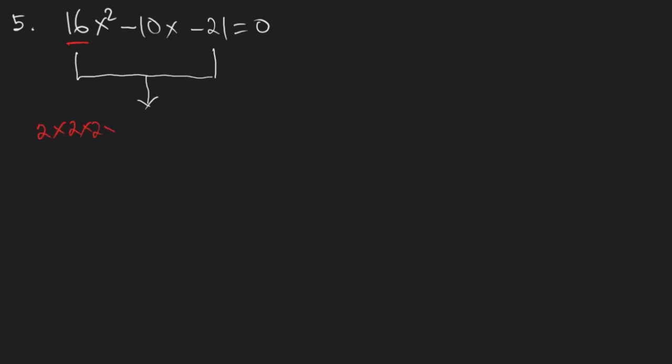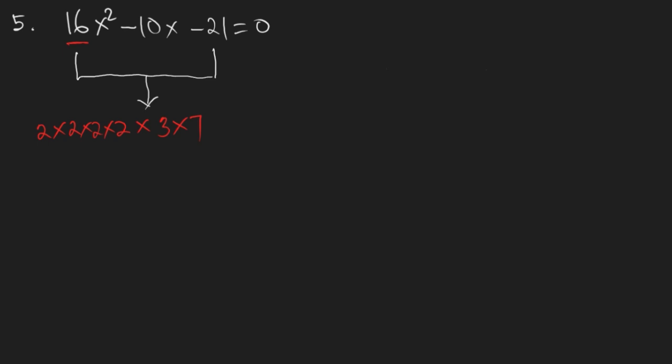So let's say we have 16x squared minus 10x minus 21 equals 0. So what do we do again? We express these two numbers. So I have 16 here. Expressing 16 as a product of its primes gives me 2 times 2 times 2 times 2. 2 to the power 4 is 16. How about 21? 21 is 3 times 7. Okay, so now I multiply the numbers like that.